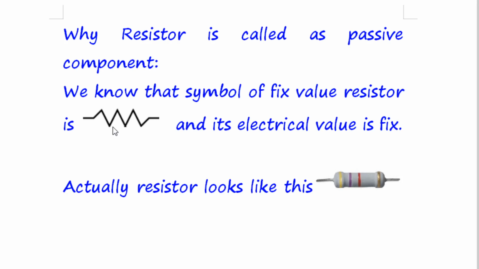It is not going to change when you purchase it. So its electrical value is fixed. Actually, a resistor looks like this. Now we'll focus on this. Why is a resistor called a passive component? It is very simple, but I am going to explain it to you.